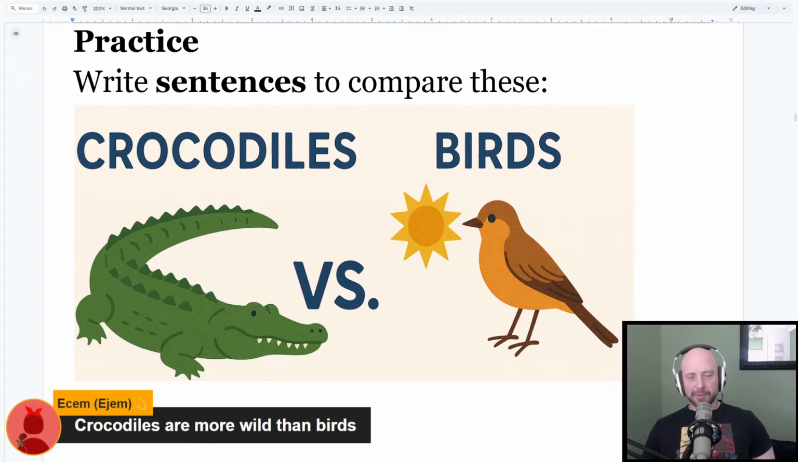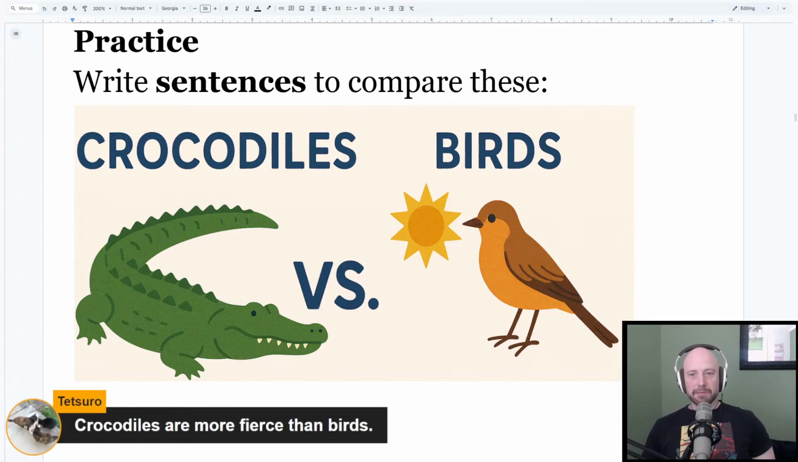Now, this is interesting with "more wild" because this is a good example where "wilder" and "more wild" both sound good. They both sound okay. So this is an example, as I said before, that sometimes natives will use "wilder" or "more wild", and actually they both sound okay in that case. So crocodiles are more wild than birds, or crocodiles are wilder than birds.